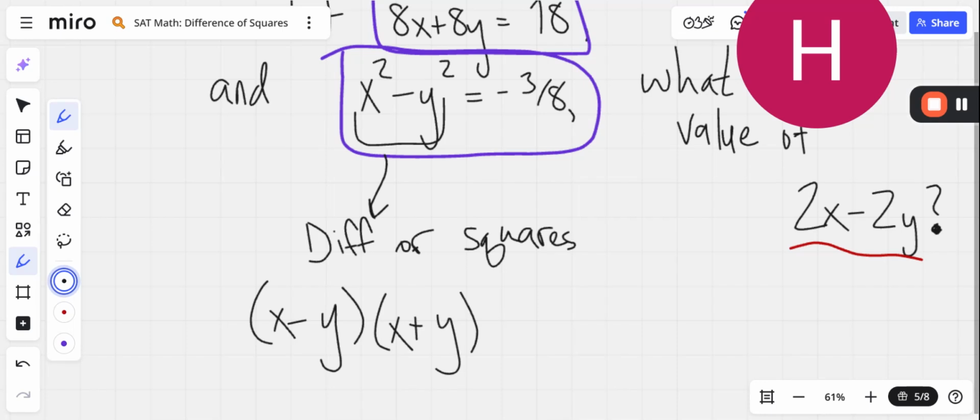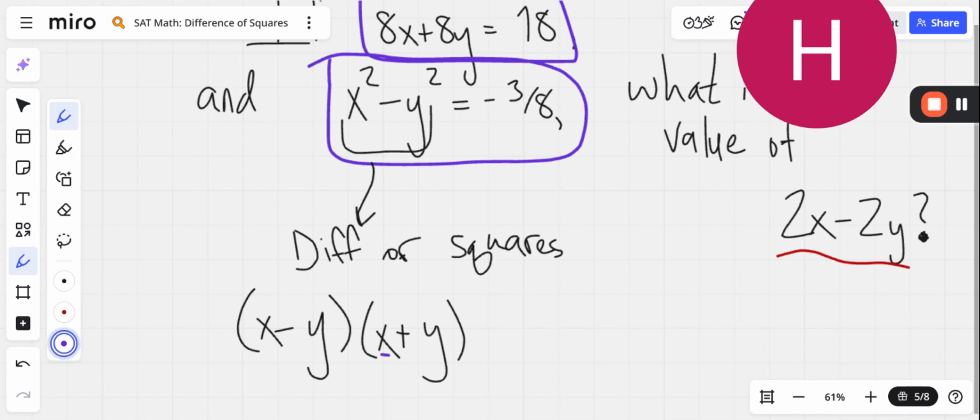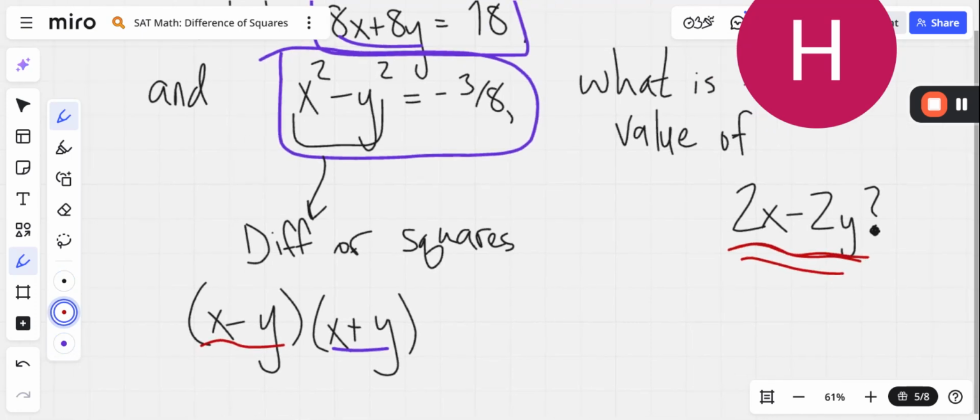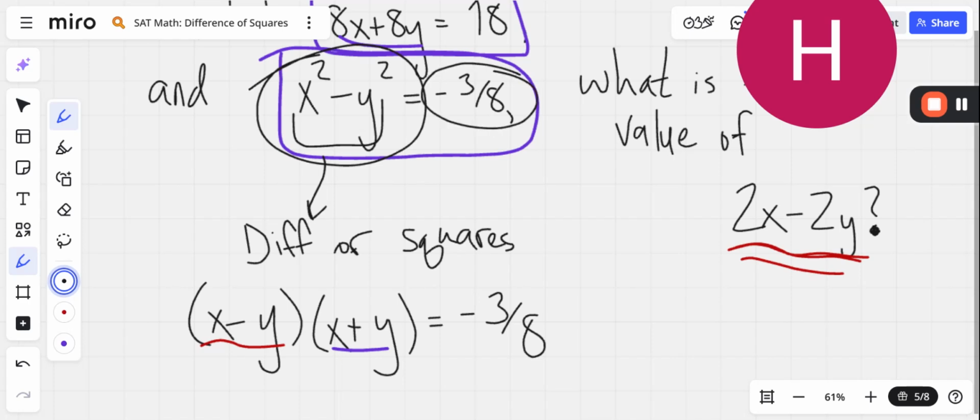Very, very useful, because we see kind of an x plus y situation with the 8x plus 8y, and then we're asked for something that's kind of like the x minus y situation, 2x minus 2y. Right? So we know that this is going to be equal to negative 3/8, and that's because x squared minus y squared is equal to negative 3/8.